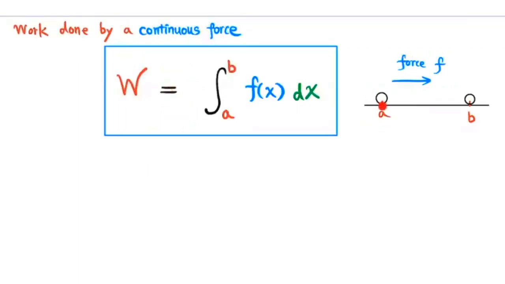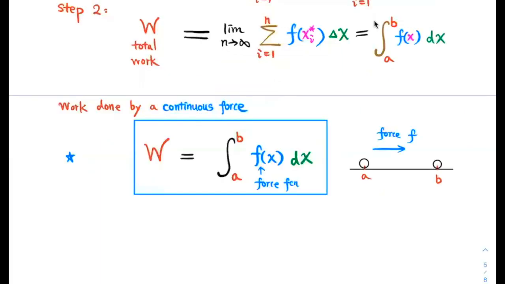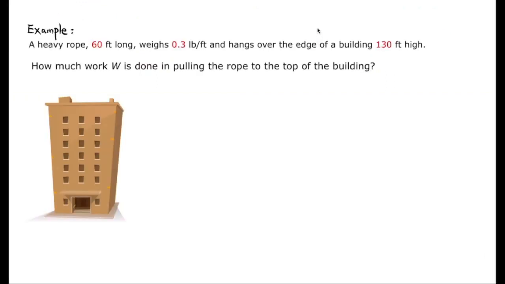The work done by moving the object from a to b is equal to the integral of this continuous function f, where x here goes from a to b. So if we know the force function and we know a and b, we can find the work done by evaluating this integral. Now let's go over one example.